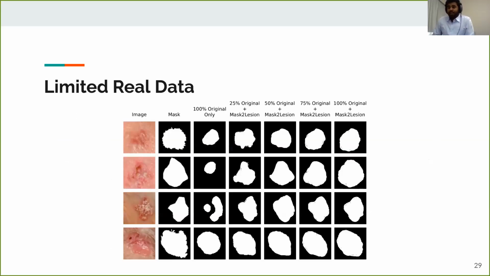We see this in the qualitative results as well. The third and the fourth column show the same set of results, and we see that using only 1/4 of the original data but augmenting with synthesized outputs leads to better qualitative segmentation outputs.